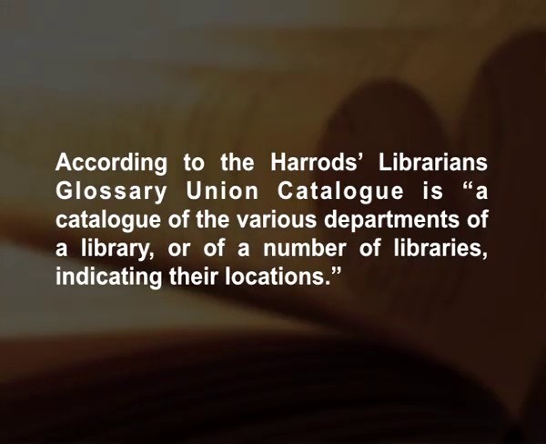The user consults the Union Catalogue to locate a given book, periodicals or newspapers in another library which may be in same city or elsewhere. International Encyclopedia of Library and Information Science defines Union Catalogue as a catalogue that contains not only a listing of bibliographic records from more than one library, but also locations to identify holdings of the contributing libraries. According to Harrod's Library Glossary, Union Catalogue is a catalogue of the various departments of a library or of a number of libraries indicating their locations.